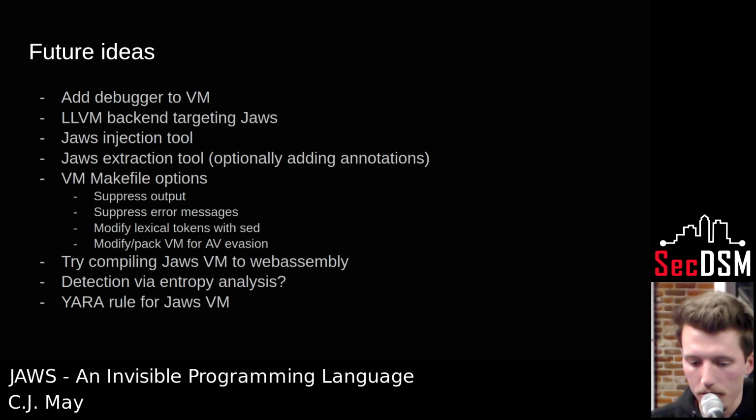And lastly, I want to create a Yara rule for the JAWS VM, just to be as transparent as I can that I'm not trying to make this for malicious reasons. This is just a fun idea I had when I was in college, and I really just wanted to see if I could make it work. So that's all I had. That was kind of a lot, but do you guys have any additional questions?